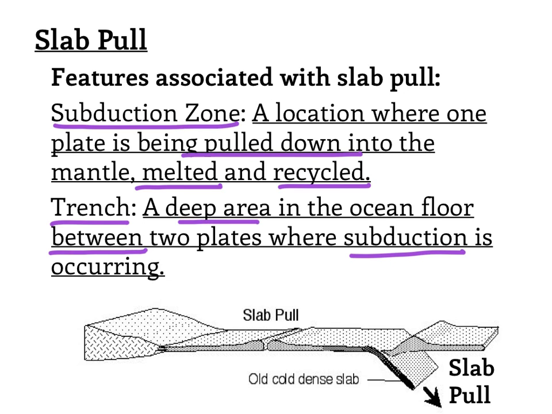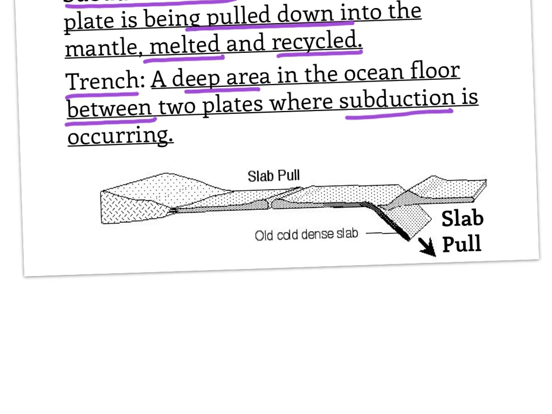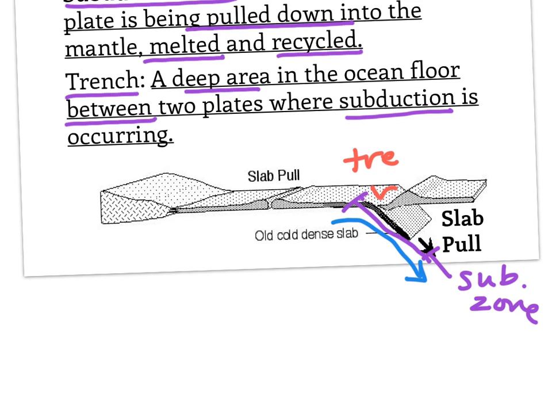So if we're looking at our diagram here, again, remember slab pull is happening because of the cool sinking material. And so this area right here, that is the subduction zone. And the trench is right where those two plates meet. Those are common areas at slab pull. Again, gravity plays a partial role in helping pull that old dense plate downward.